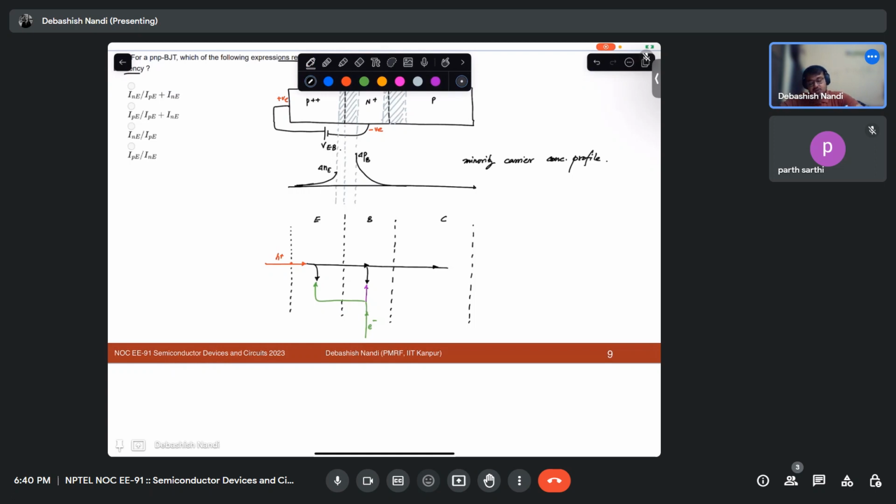Okay. So can you tell me the name of the currents? This is IE. This part is IEP. This current is flowing in this direction. This is also flowing in this direction. This is flowing in IEC. This is flowing out of the collector. Some current will be flowing in this direction. This is IEN. And what is this current? This current will be IR.